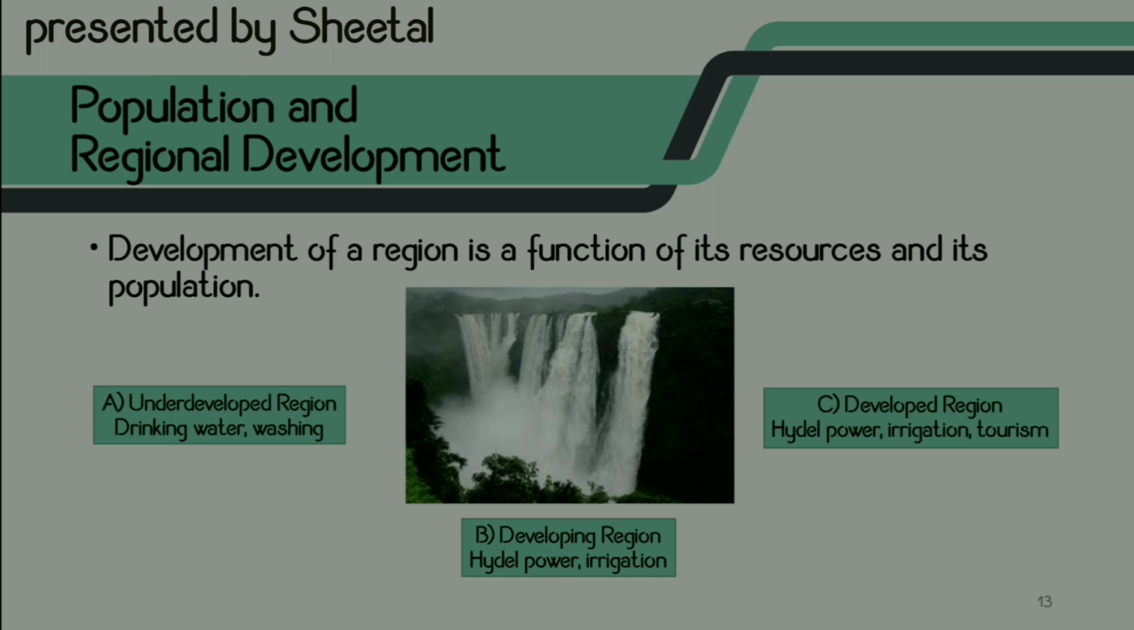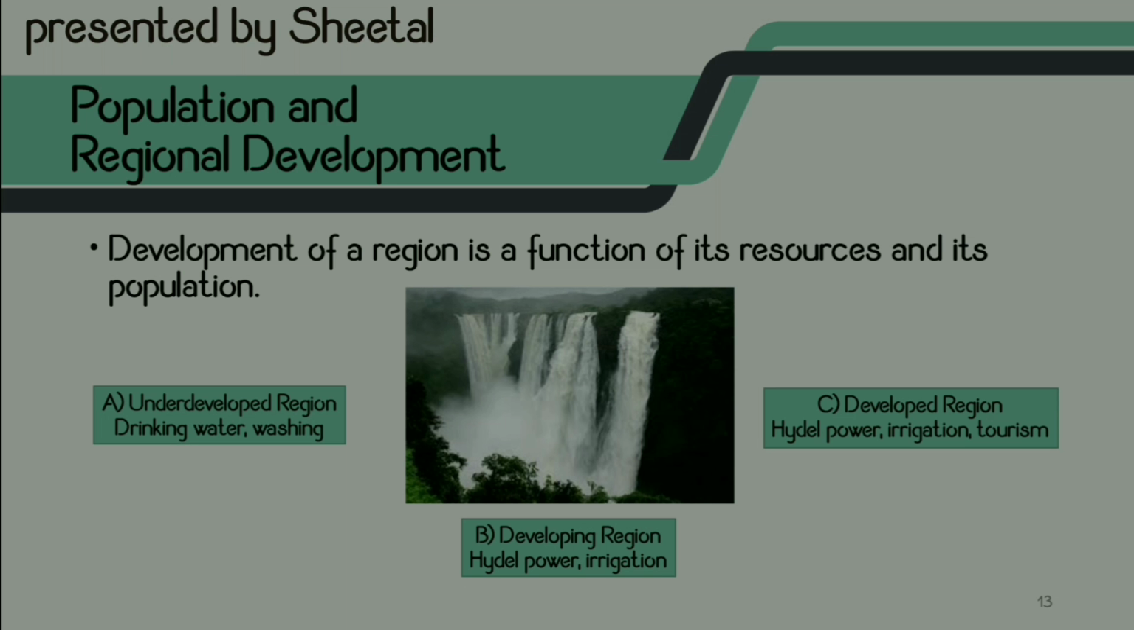So, population and development, population and regional development. The development of a region is a function of its resources and its population. There are some underdeveloped regions where you can see drinking water and washing. Then there is a developing region where you can see hydel power and irrigation. Whereas in the developed region you can see hydel power, irrigation as well as tourism. So this is how the developed, developing and underdeveloped regions are engaged in different types of activities.